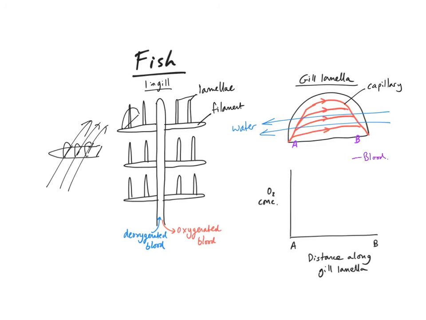At A, this is the blood arriving at the gills. It's therefore going to have a very low oxygen concentration because it's been round the fish's body. As it goes across the gills, the oxygen in the blood is going to increase because it's going to move from the water into the blood. So it goes up. Then let's do water. Do that in blue because obviously water is blue.